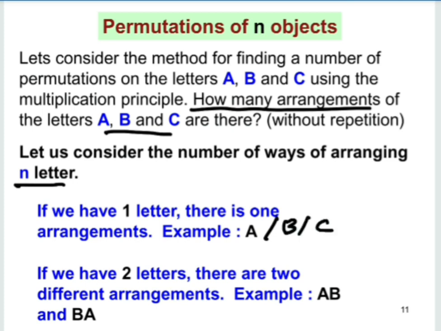If we have 2 letters, we have 2 different arrangements. This is only an example. We can have AB or BA, or maybe AC or CB. So we have a few different arrangements.